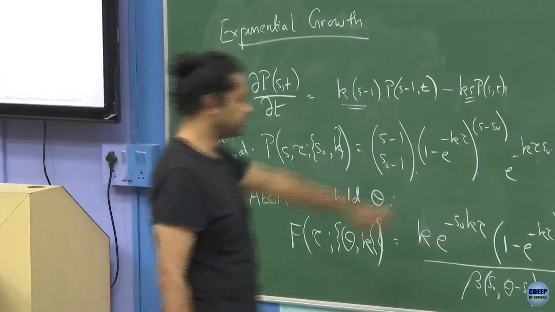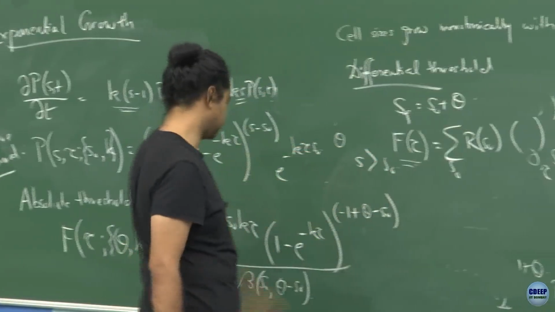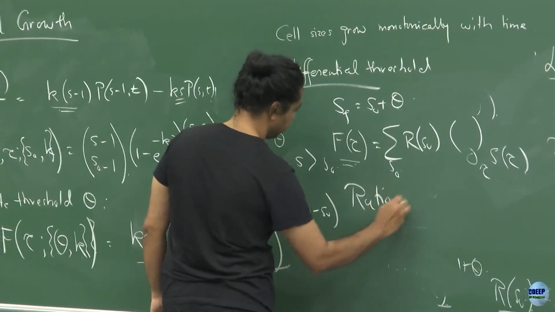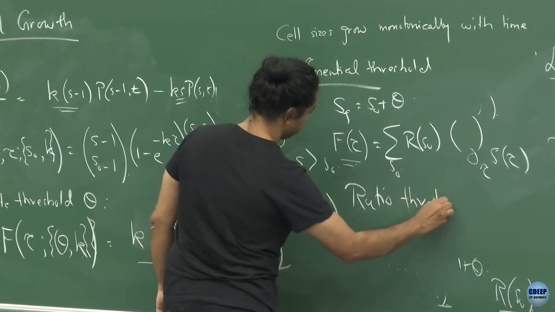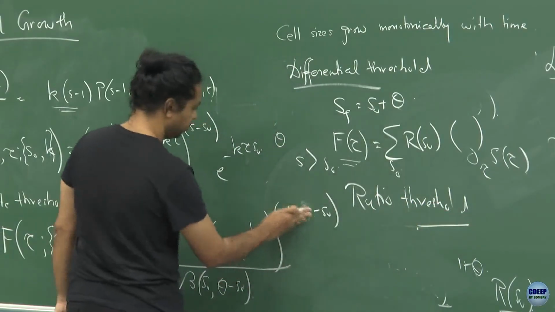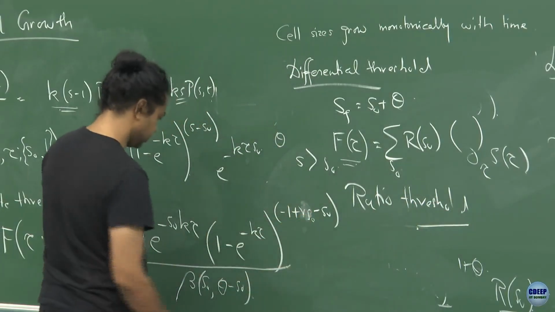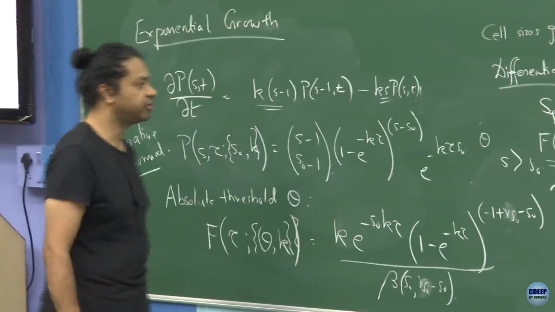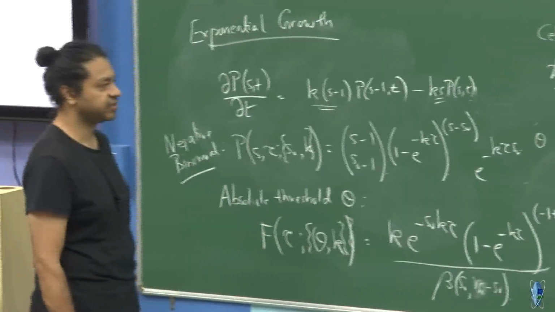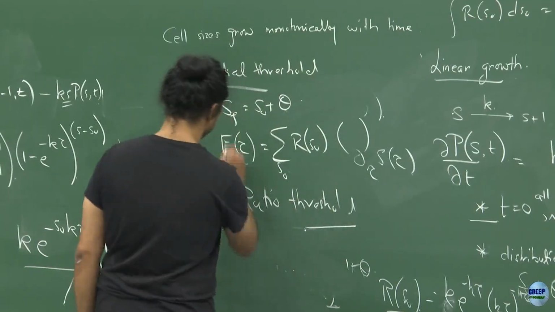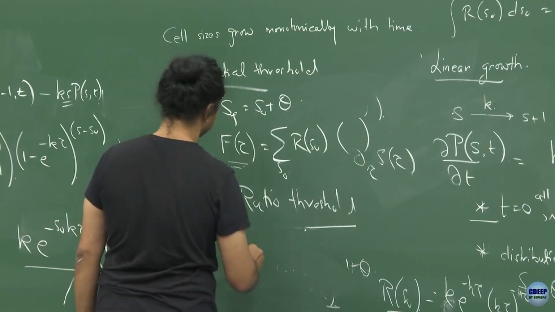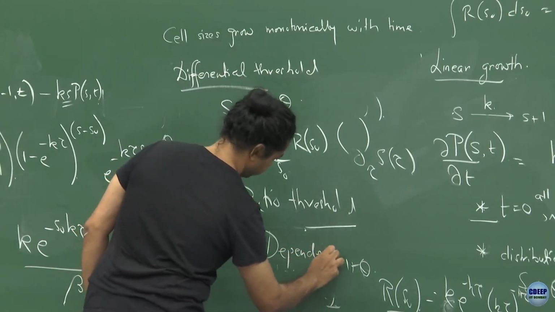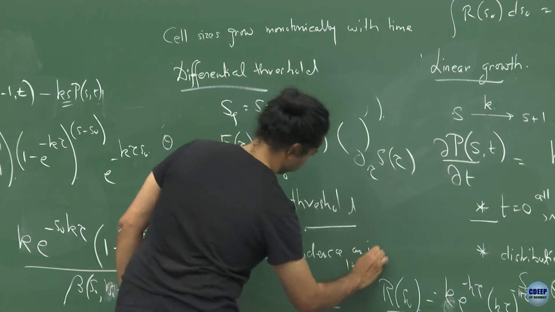Here, of course, for the differential size threshold, it depends on R S naught. For example, if I were to choose the ratio threshold as well, this theta would become R S naught. This would also become R S naught. And here also I would have an S naught. So that would also depend on the distribution of initial sizes. So for this exponential growth, for both of these, you have a dependence on initial size distributions.